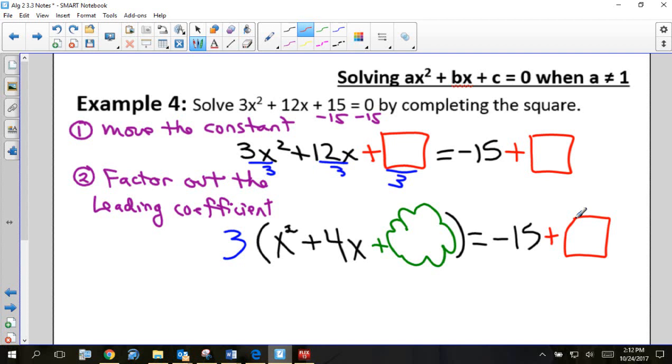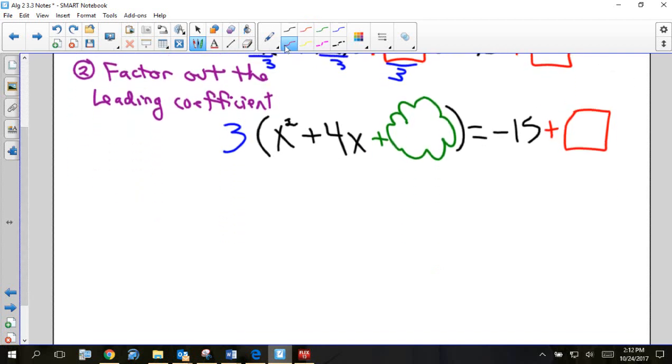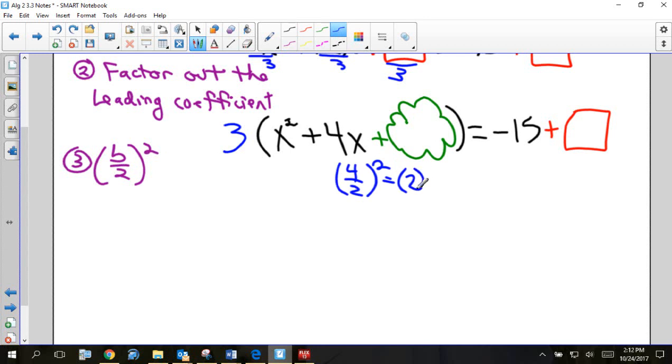So now I'm going to do the complete the square step where we do the b divided by 2, square it, but I'm using the new b, not the old b. I'm using the new b. So my step 3 is that b over 2 squared. So we're going to do 4 over 2 squared, 2 squared, 4. So 4 is fluffy cloud. It is not square.